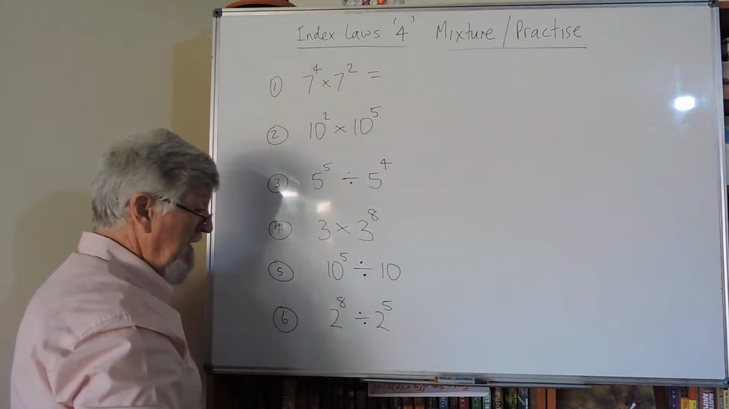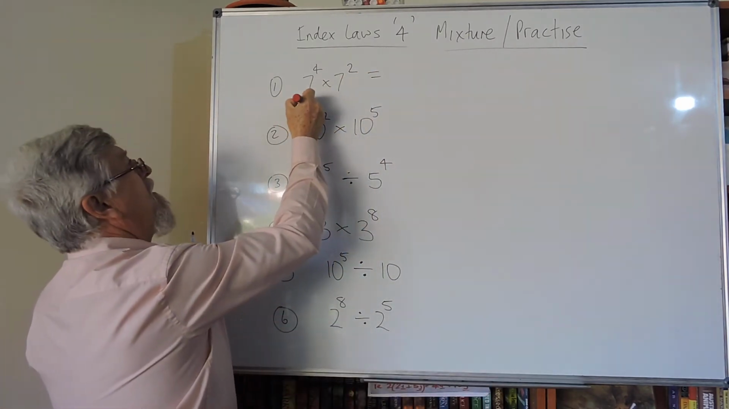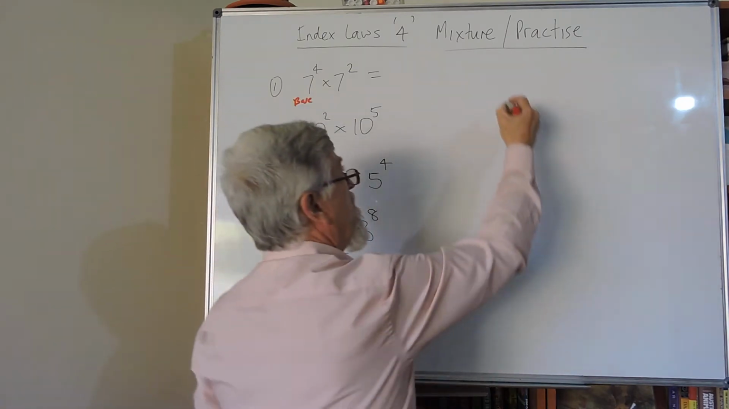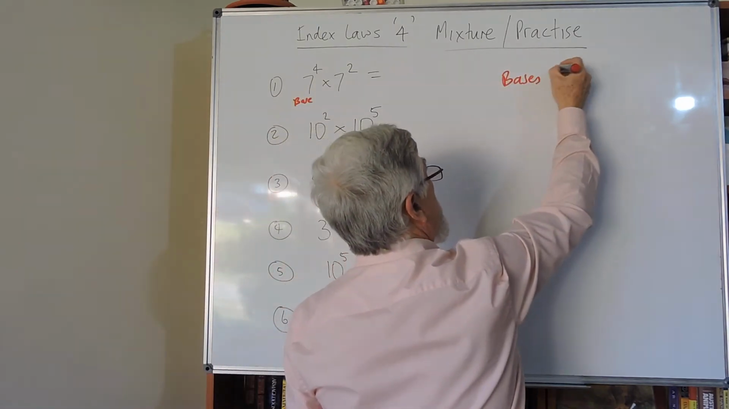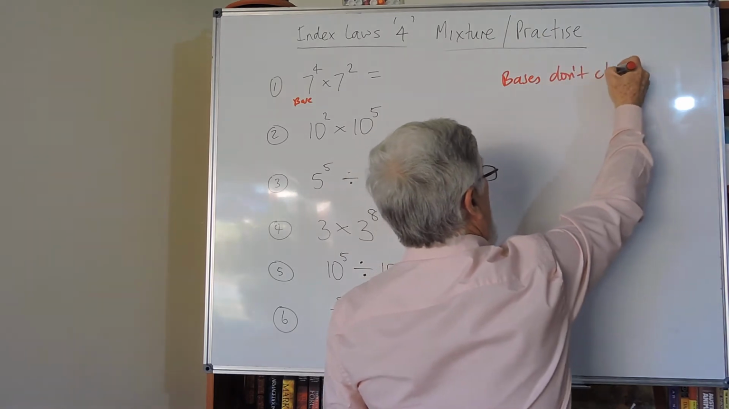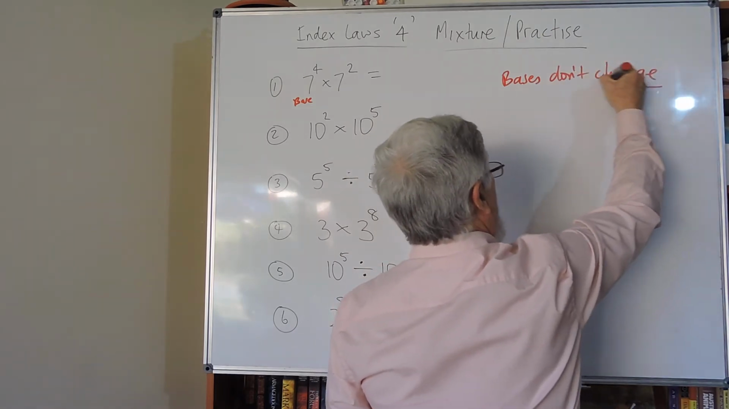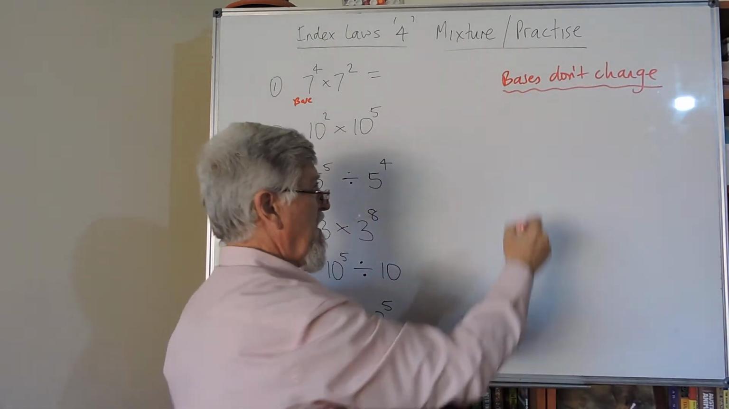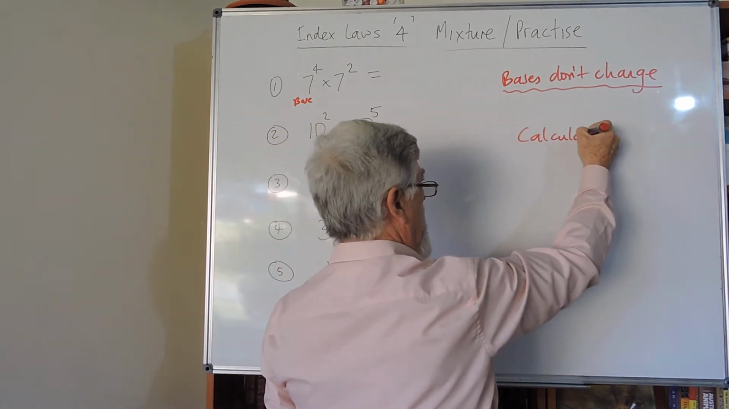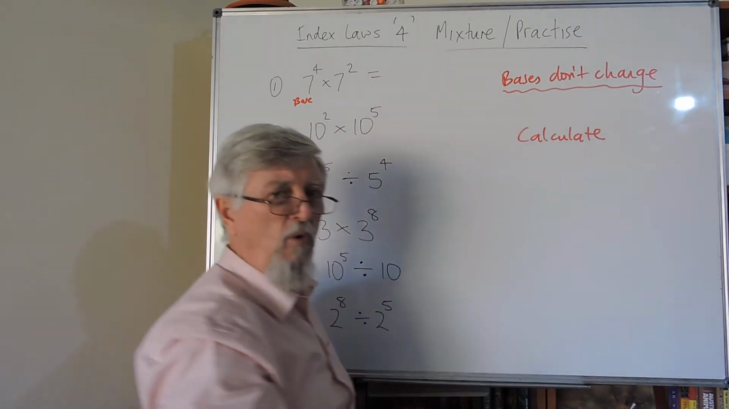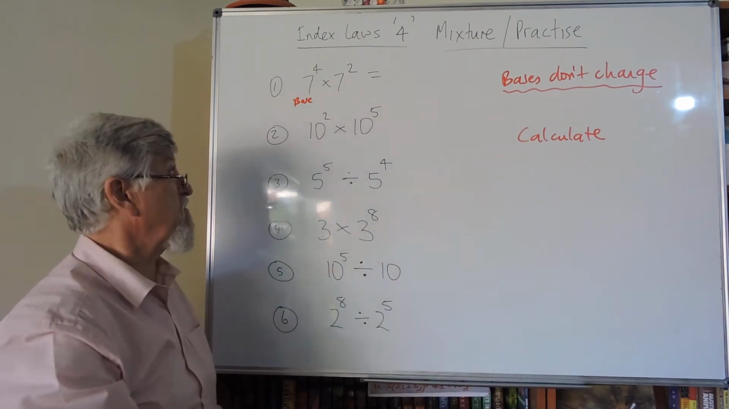7 is called the base, so let's talk about that one more time. And the bases don't change. Make a big note that the bases don't change. Now we're not calculating the answer. If they say to you, calculate the answer, you could pick up your calculator and do it, or you could work it out if you knew your times tables well enough.